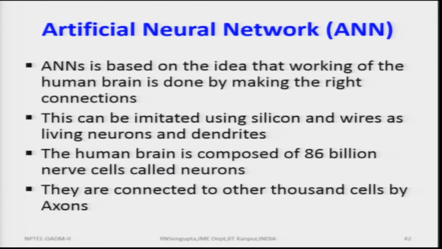Artificial neural network, ANN, is based on the idea that the working of the human brain is done by making the right connections. There is a nervous system, neurons are there, synapses are there, the joining portions, and electrical connection is made and the information is passed in electrical signals. If you suddenly get a pain, or you touch a very hot thing, the nervous system transmits that information very fast.